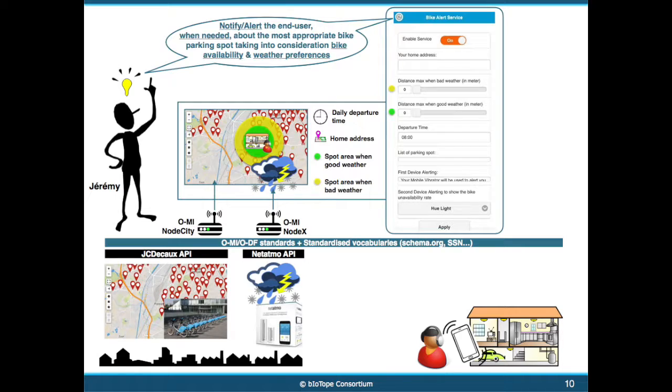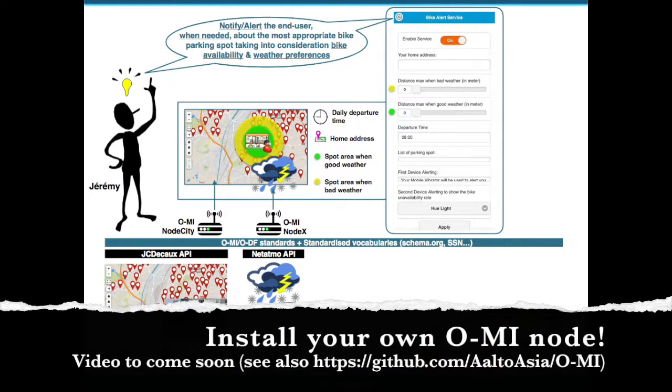Because remember, the focus here is on showing how developers like Jeremy can create innovative services across platforms based on the assumption that platform-related data and services have been exposed to the bIoTope service marketplace. Nonetheless, if you would like to better understand how to install and set up your own OMI node, meaning to publish your own services, please refer to the tutorial video available at the following URL.